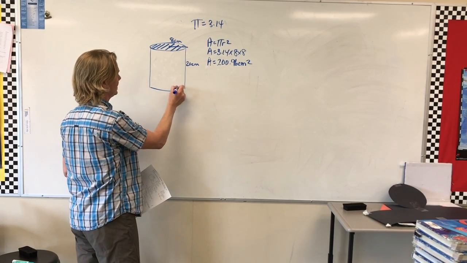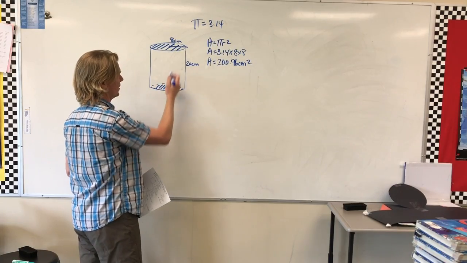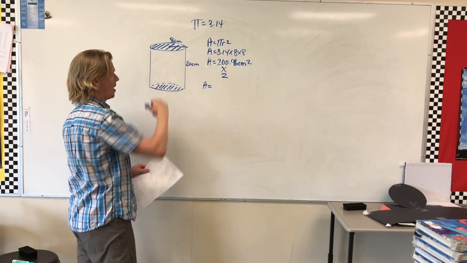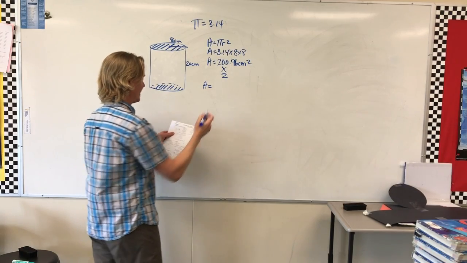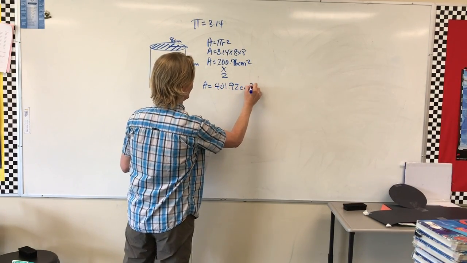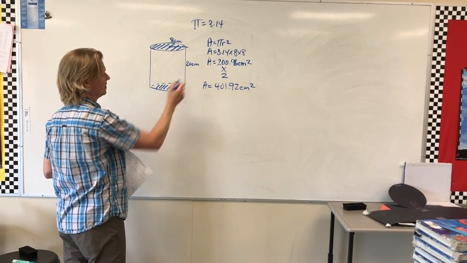And you can see that in this shape, when we take it apart, we have 2 of these circles, 1 on each end. So I need to multiply this by 2 to get the area of the top and bottom of our cylinder. And when I multiply that by 2, I get 401.92 centimeters squared. Now that's the area of the ends of our pop can. Now I need the rectangle in the middle.